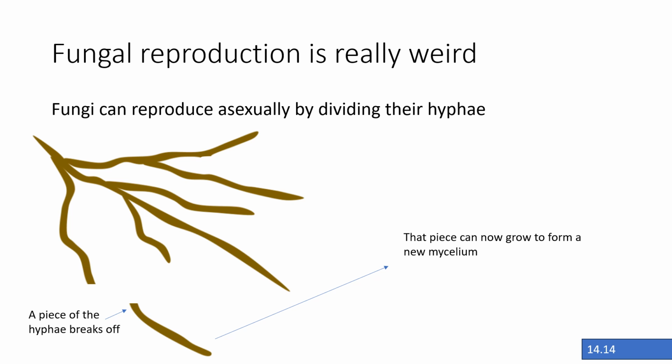But we mentioned fungi can reproduce in another way as well, using their hyphae. If a piece of the hyphae breaks off, it can continue to grow, forming a new mycelium that is a separate new organism. This is similar to rooting a cutting from a plant. Because there is only one individual involved here and no exchange of genetic material, this is asexual reproduction.